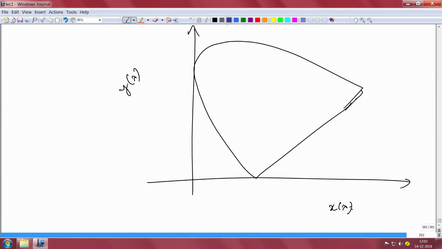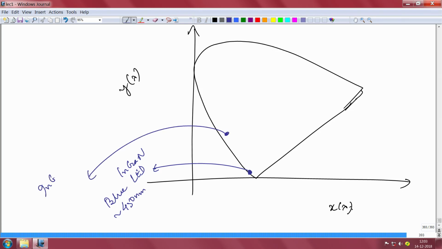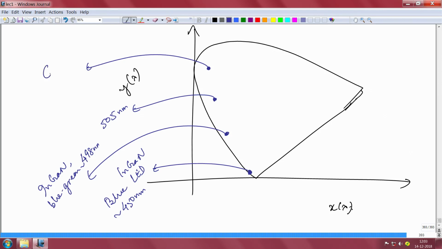I'll tell you something. Around this point, you have the InGaN blue LED, the classic blue LED of InGaN, which emits at around 450 nanometer, at this point in the chromaticity diagram. This point, for example, will correspond to an InGaN blue-green LED that emits at around 498 or 500 nanometer. This point over here will be again a 505 nanometer blue-green LED of InGaN. This point will be a green LED of InGaN that will emit at around 525 nanometer. This point is 520 nanometer, for example.